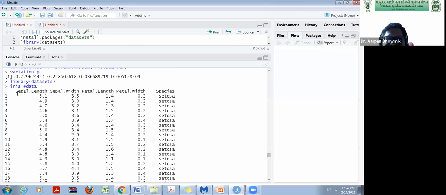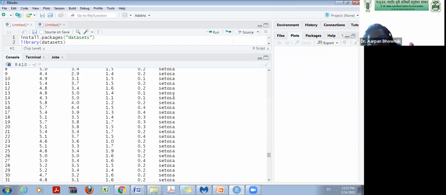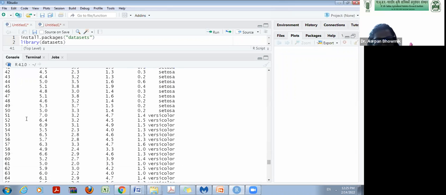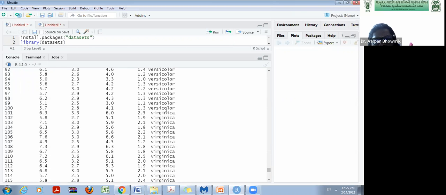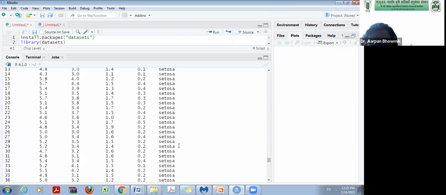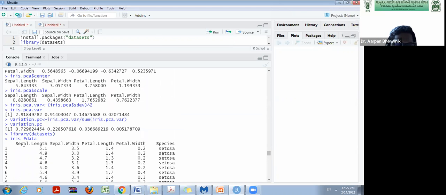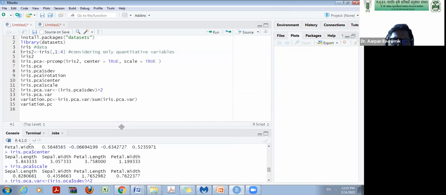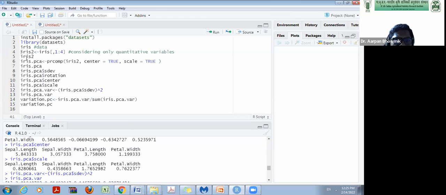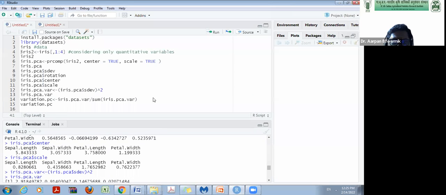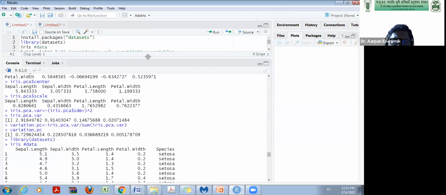There are 4 characters: sepal length, sepal width, petal length, and petal width, and 3 species. The first 50 observations are from Setosa, then 51 to 100 are from versicolor, and the last 50 observations are from virginica. So there are 3 species. Now we need to identify which variable is the most important, playing a critical role in separating the species.